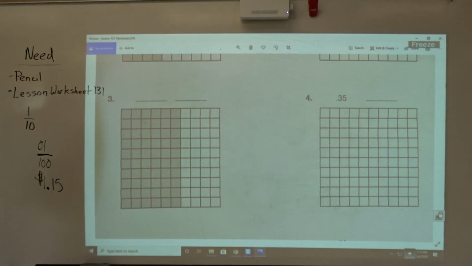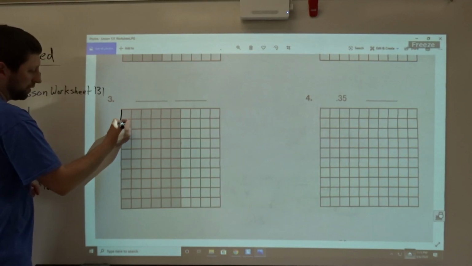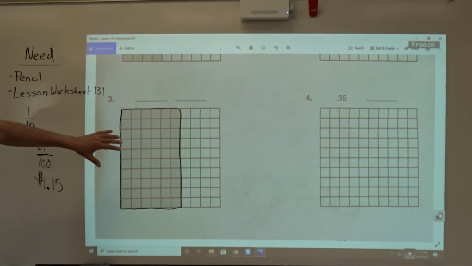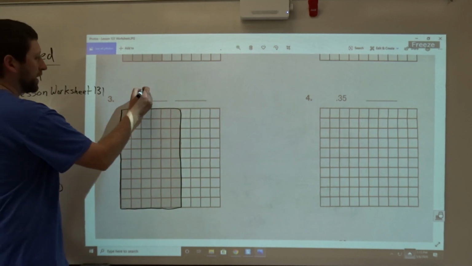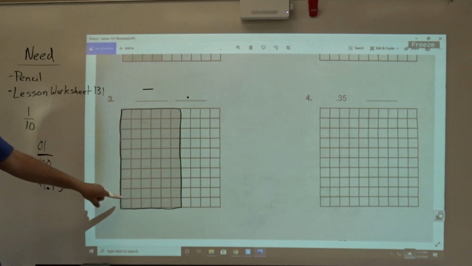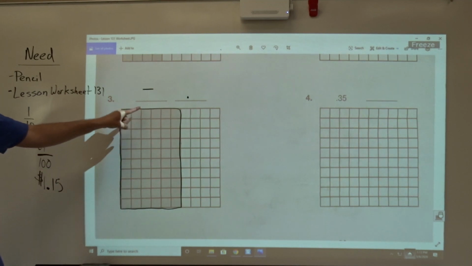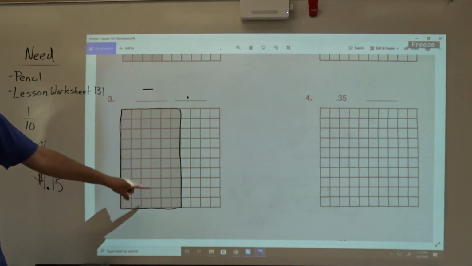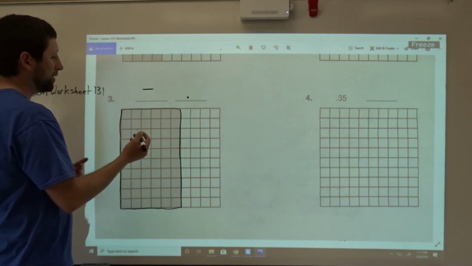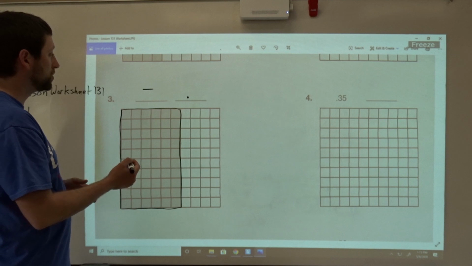Next we'll take a look at number 3. I'll outline it here so you can see it better on my screen. So again, we have 100 squares. We need a fraction bar, we need a decimal point. Let's count how many full rows I have, and those are 10 at a time. So we have 1, 2, 3, 4, 5, and 6. 6 full rows. That would mean we would have 60 squares that are shaded.